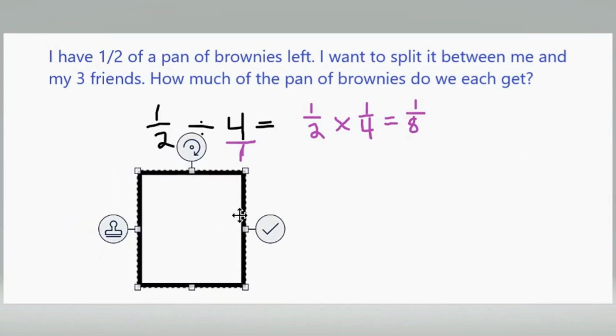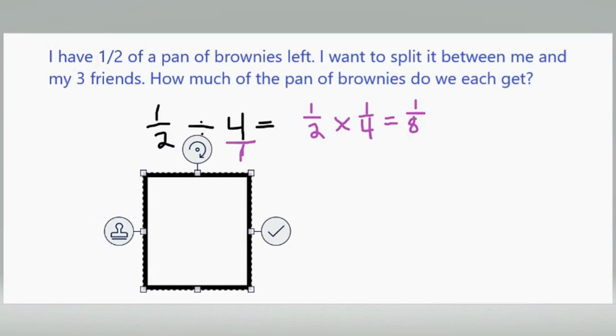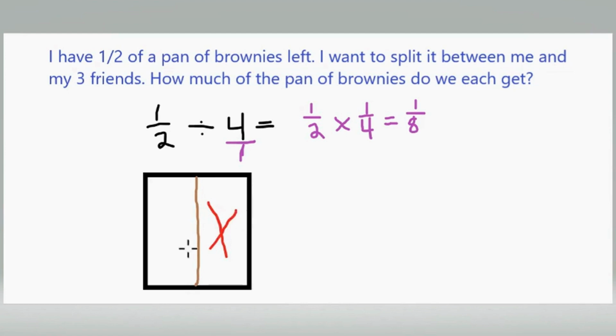So here we have our pan of brownies for this equation. Next, we're going to start off with a half a pan. Okay, so we're not using this half anymore, it's gone, right? And we have this half left, so it's a half a pan of brownies, and we're going to split it into 4 because we're sharing it with 4 people. So let's go ahead and do that. 1, 2, 3, 4.